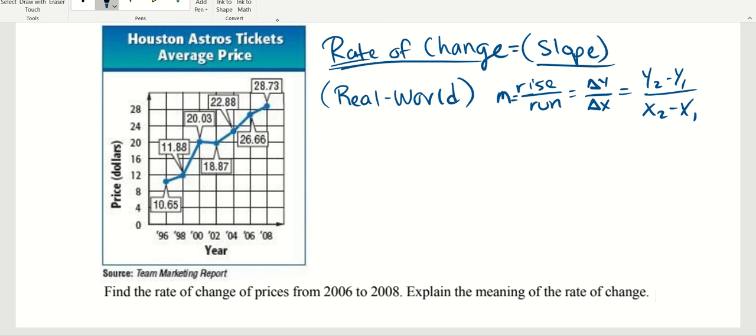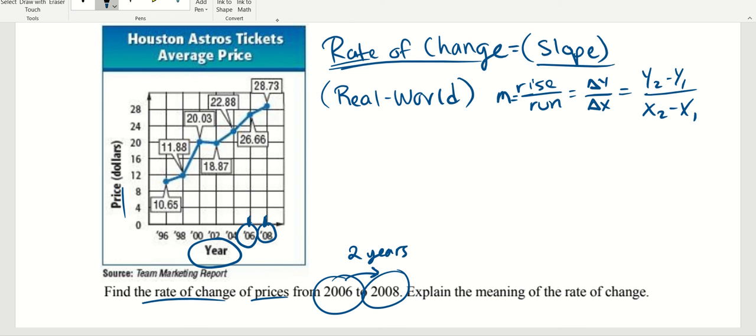All right, so here's an example. Here they give you a chart, Houston Astros tickets, average price throughout the years. Okay, this is the price. So find the rate of change of the prices from 2006 to 2008. So we're looking at the years, we're looking at 2006 and 2008, from this year to that year. How many years was that? Well, from 2006 to 2008, that was 2 years. Okay, so just know that your change across is 2, because that's how many years.